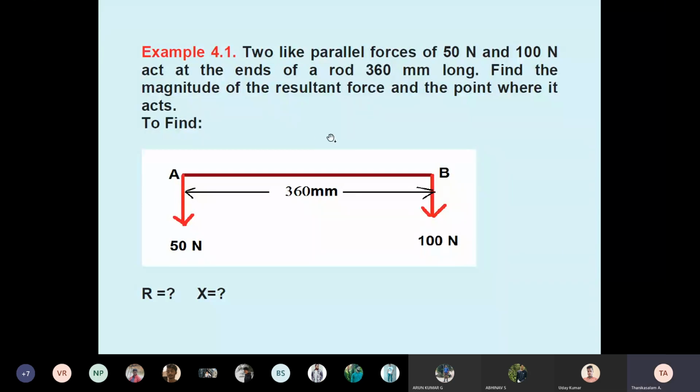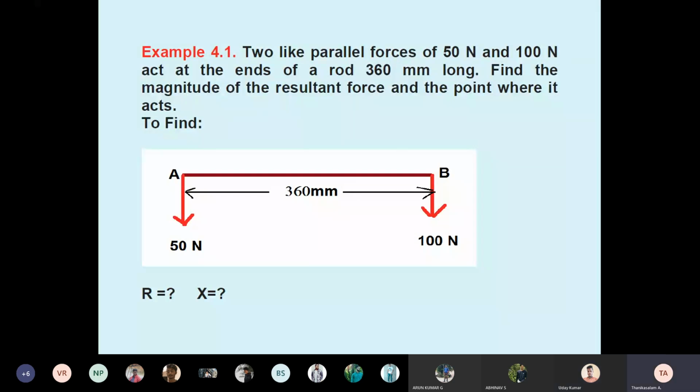Can you read this problem, Uday Kumar? Yes, sir. Two like parallel forces of 50 Newton and 100 Newton act at the ends of a rod 360 mm long. Find the magnitude of the resultant force and the point where it acts.